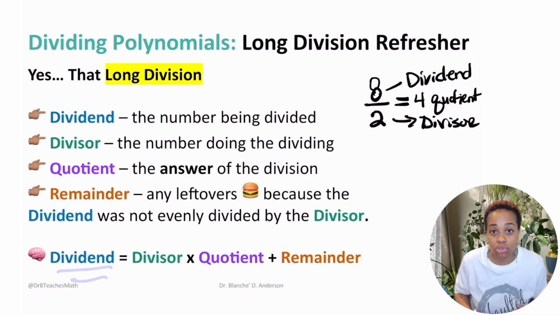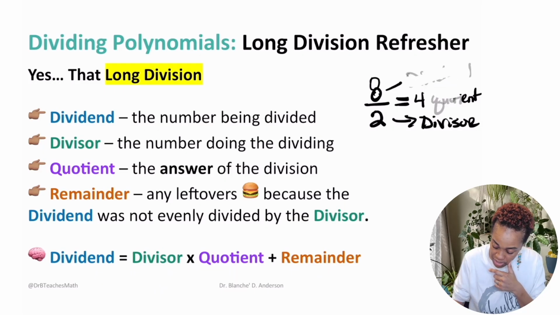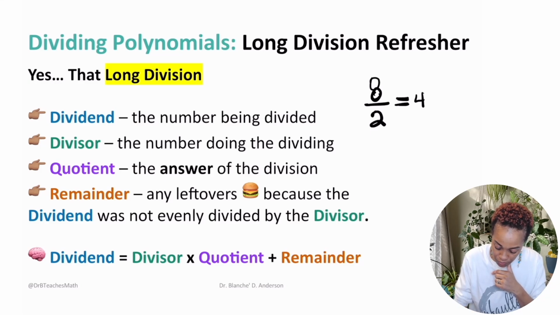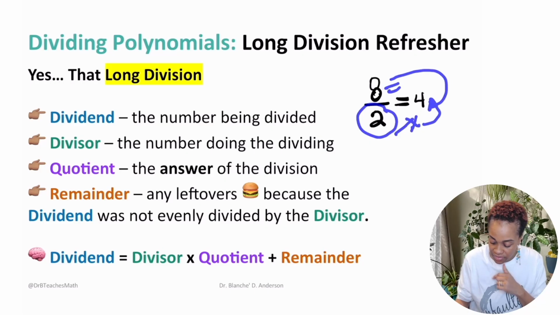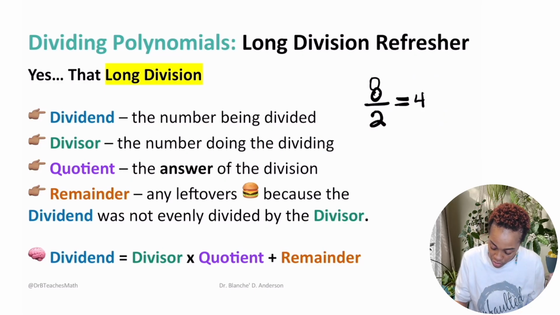Now, the way you can check yourself, and I'll show this to you, is that your dividend is equal to the divisor times the quotient plus the remainder. So when we're looking at over here where we had the 8 divided by 2, if I take 2 and I multiply it by the 4, remember the quotient is your answer, I get the 8. So it's almost like you go this way, 8 divided by 2, and you get the 4.